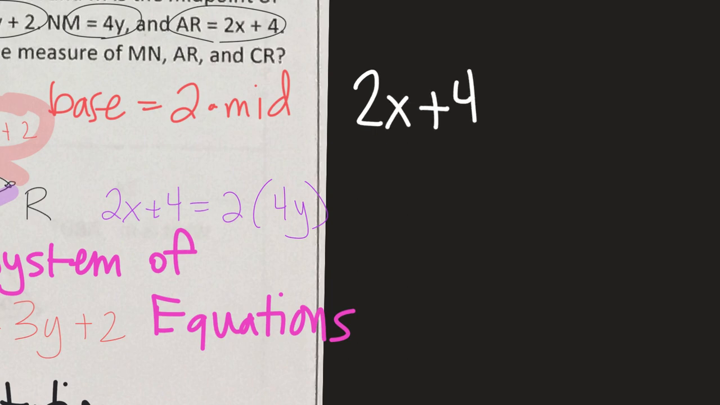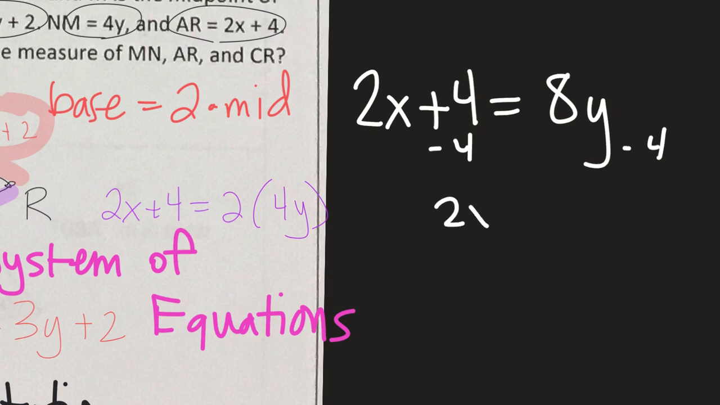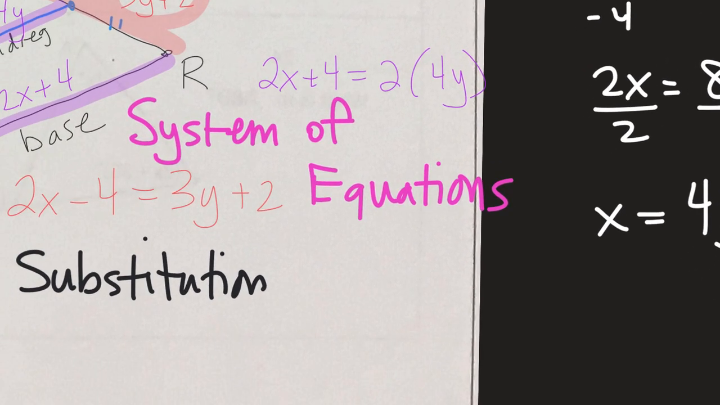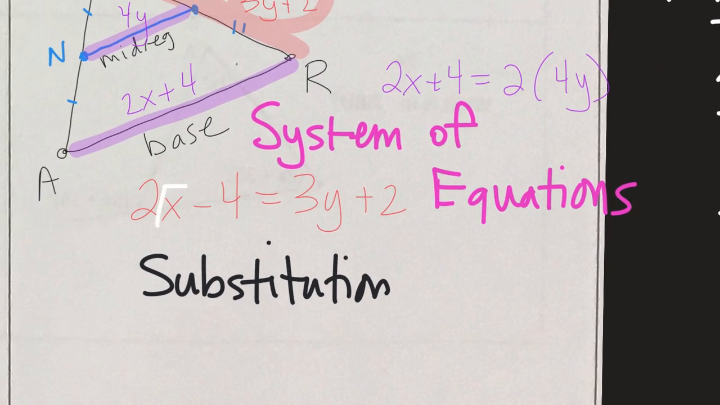So we have 2x plus 4 equals 8y, and I'm going to solve this equation for x. We'll subtract the 4 from both sides. 2x equals 8y minus 4, and then we'll divide everything by 2. So our x is 4y minus 2. That's our equation, that's how x relates to y. So x equals 4y minus 2. We're going to take that x equals 4y minus 2, and I'm going to put it right here.